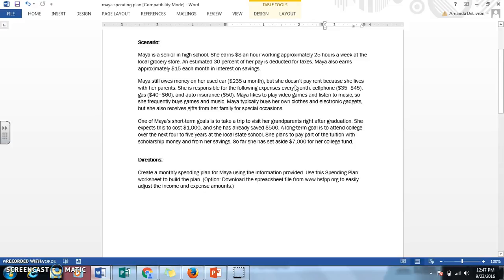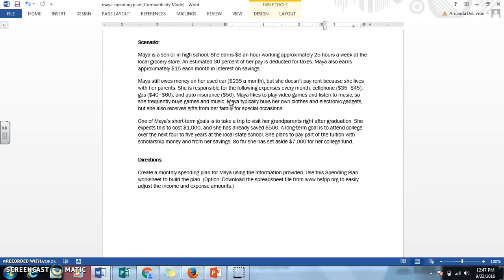She doesn't pay rent, so we don't have to worry about that. And she also has these expenses. Cell phone, $35 to $45. Now, if there's a range here, that's not a fixed expense. That's going to be something that changes. It's a variable expense. Gas, $40 to $60, another variable expense, and auto insurance is $50. That's not going to change each month, so that's another fixed expense.